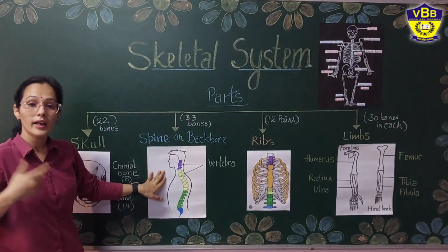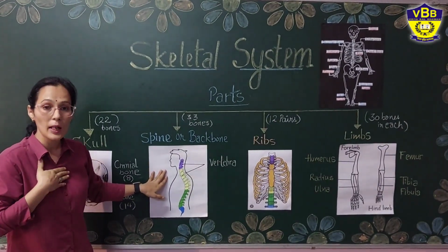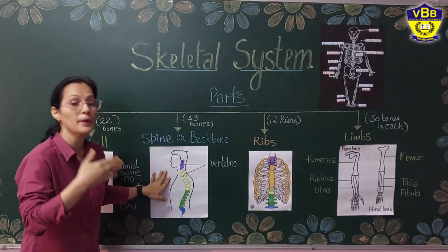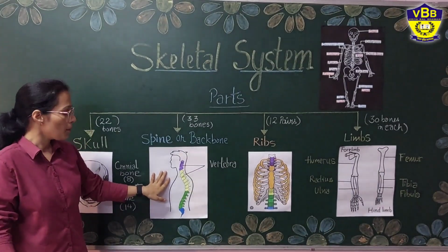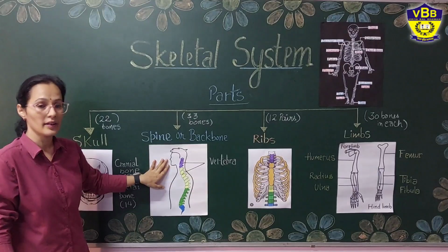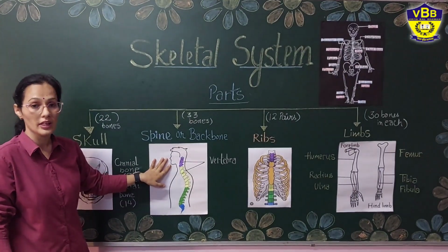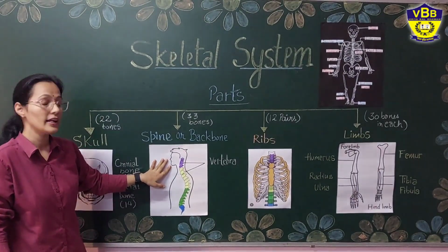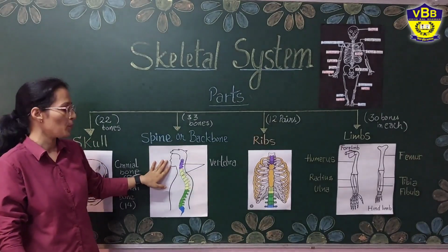It helps in movement, it helps in bending our body, it helps in backward movement of our body. So this is our spine. So what is the role of the spine? Its role is to give support to your back and it allows the backward and forward movement.